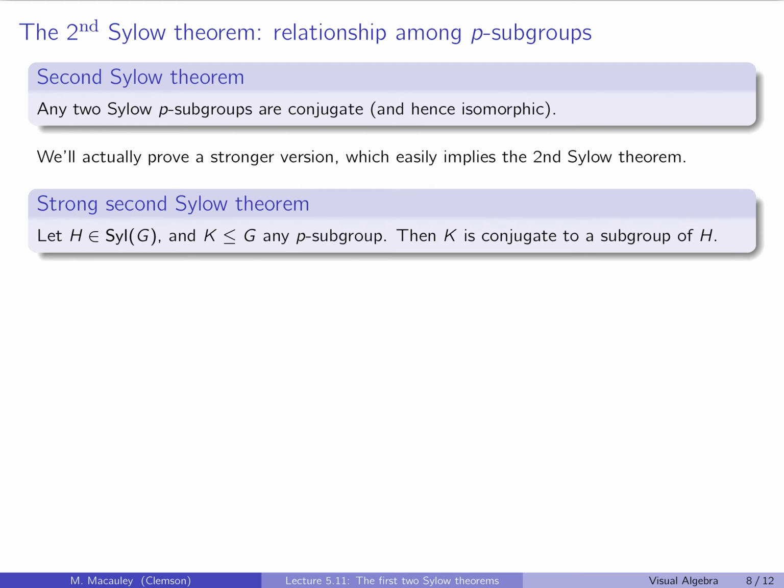We will actually prove a stronger version of this, which easily implies the second Sylow theorem. Sometimes this is called the strong second Sylow theorem. It says if we have any Sylow p-subgroup H and any other p-subgroup K, so not necessarily Sylow, so this is a maximal one and this is something else, then K is conjugate to some subgroup of H.